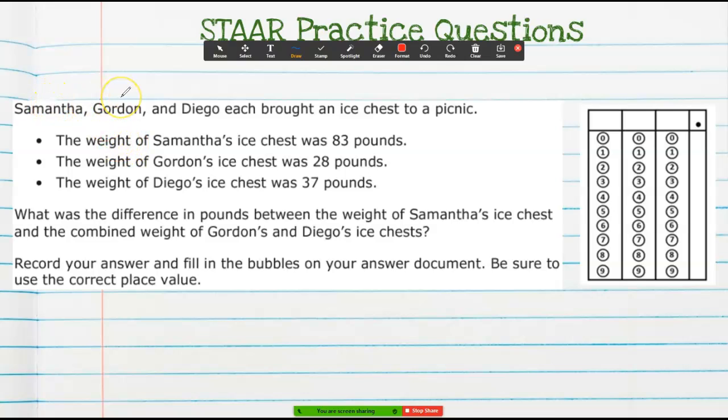Samantha, Gordon, and Diego each brought an ice chest to a picnic. The weight of Samantha's ice chest was 83 pounds. So that's something we would circle. The weight of Gordon's ice chest is 28 pounds. So that's another important number. The weight of Diego's ice chest is 37 pounds. So I have 1, 2, 3 numbers here.